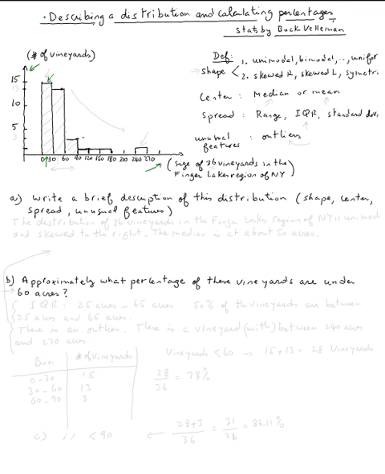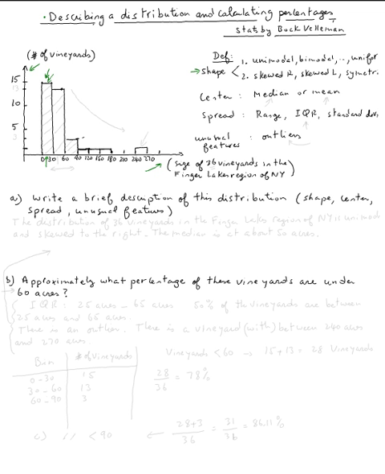Alright, first question, we need to write a brief description of this distribution. And again, I'm looking at the definition first. Let's look at the shape. It's asking us to say something about the shape. Is it unimodal, bimodal, uniform? By looking at it, I see only one mode, right? It's right there.